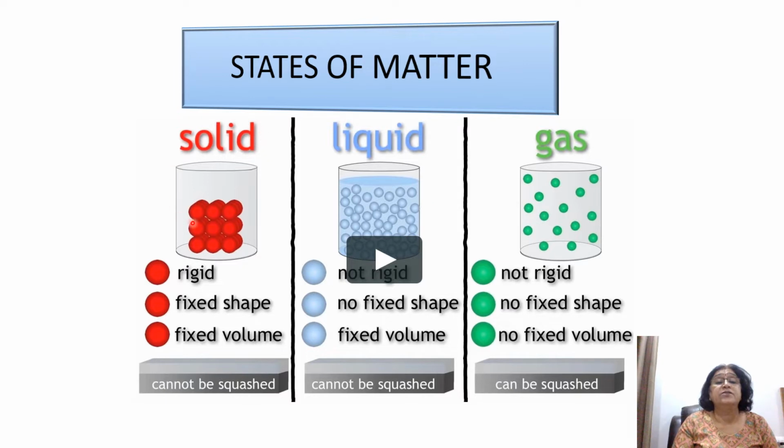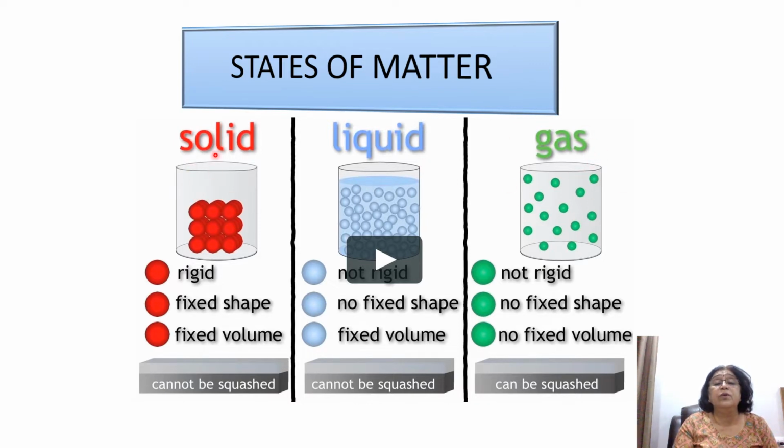If you compress a solid, it cannot be compressed, it cannot be squashed. While liquids, if you compress them, they will also not be squashed. But in the gaseous state, if you compress it, it gets compressed. So these are some of the properties of the different states of matter. Now these states of matter are interconvertible. Let's take for example water. Water in the solid state is known as ice. Liquid water is what we drink and gaseous water is the vapors.